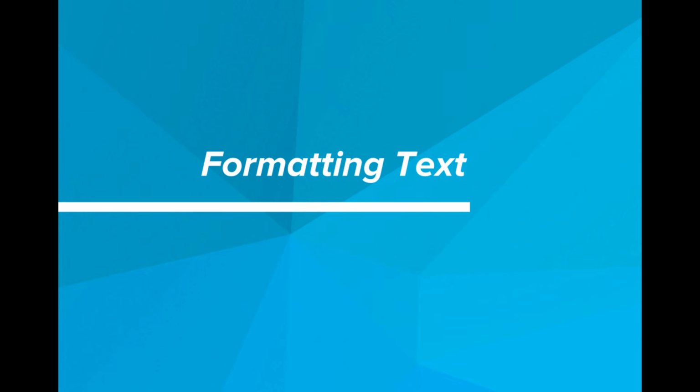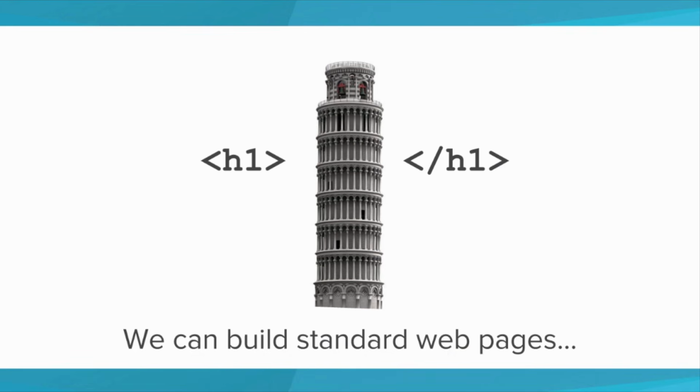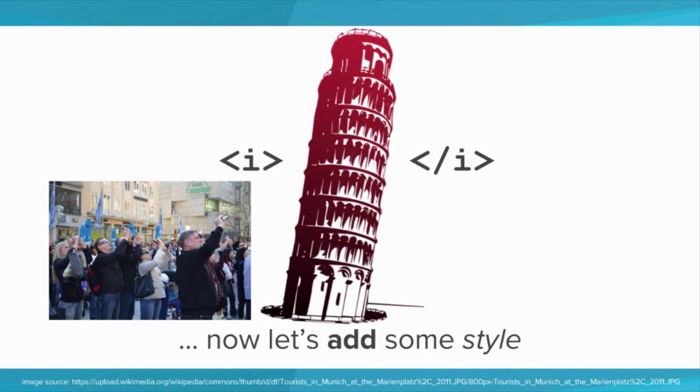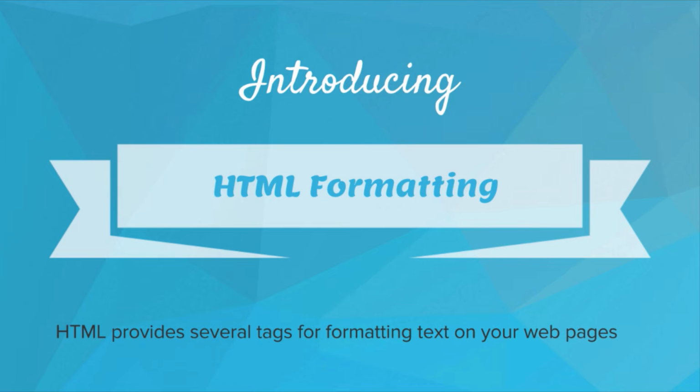Hi. In this video, we'll be learning about formatting text on our HTML web pages. So we've been learning HTML, and right now we know how to build standard web pages, which is awesome. But now things are going to get a little bit better because we're going to add some style. That way our pages will look nicer, and it's going to attract a lot more visitors to our websites. So how are we going to add this style? Well, introducing HTML formatting. Turns out HTML provides several tags for us to format our text on our web pages.